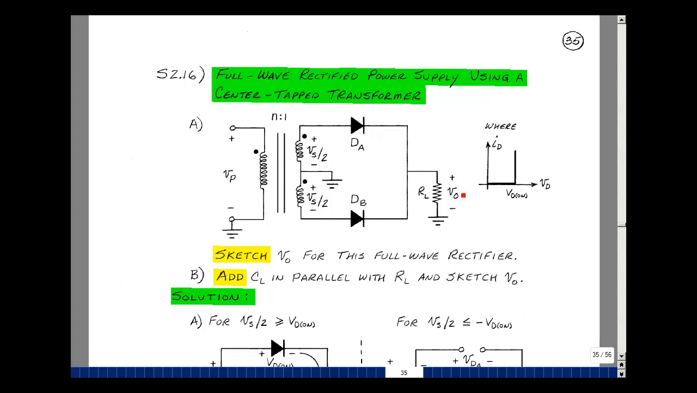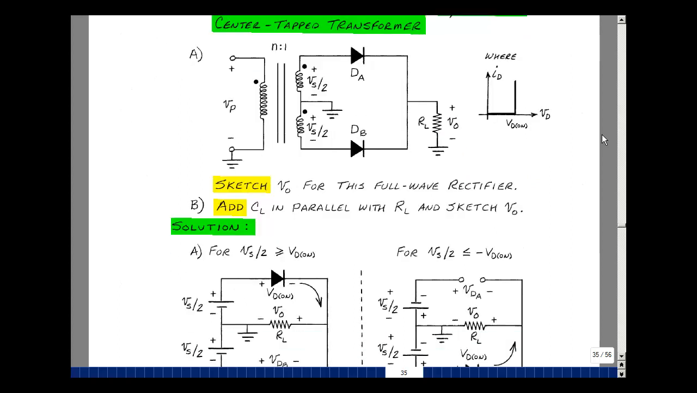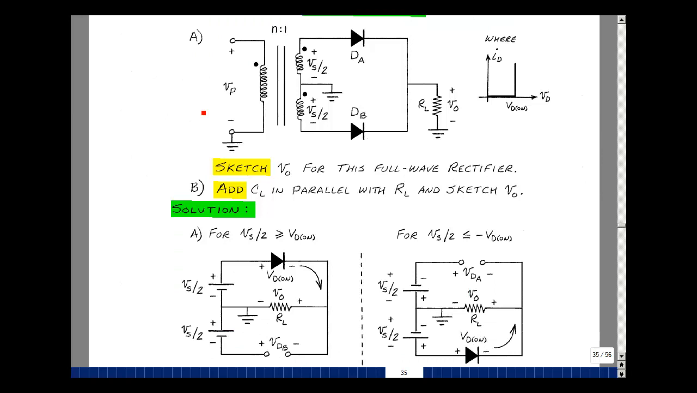Let's figure out what Vout is, given that these diodes have a forward drop of VD on. Could you add a capacitor in parallel with our resistor, and again sketch Vout? I've got an AC signal here on the primary. On the secondary, I've got 2 AC voltage sources, equal in value, same polarity, grounded in between.